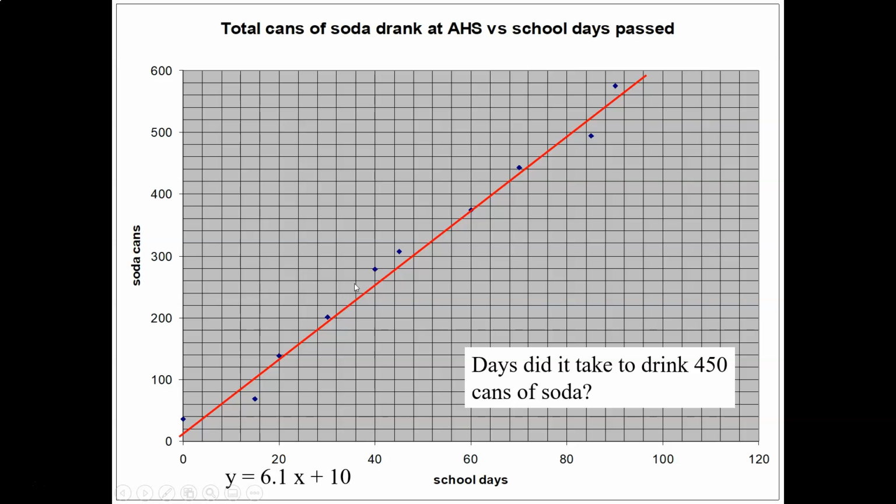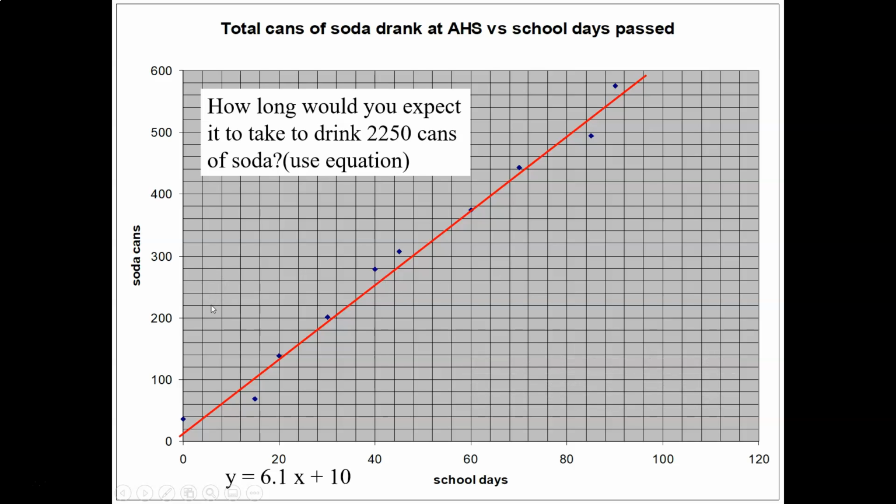We can go the other way. We can say how many days did it take to drink 450 cans? Well, then we'll start at 450, which should be right in between these two lines. Okay, and that meets us right about here. Using the same scale, this would be about 73. About 73 days would be about how long it took.